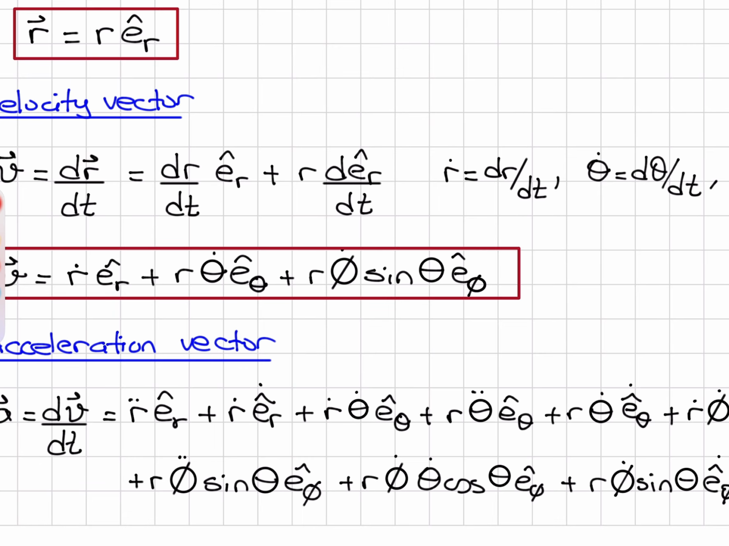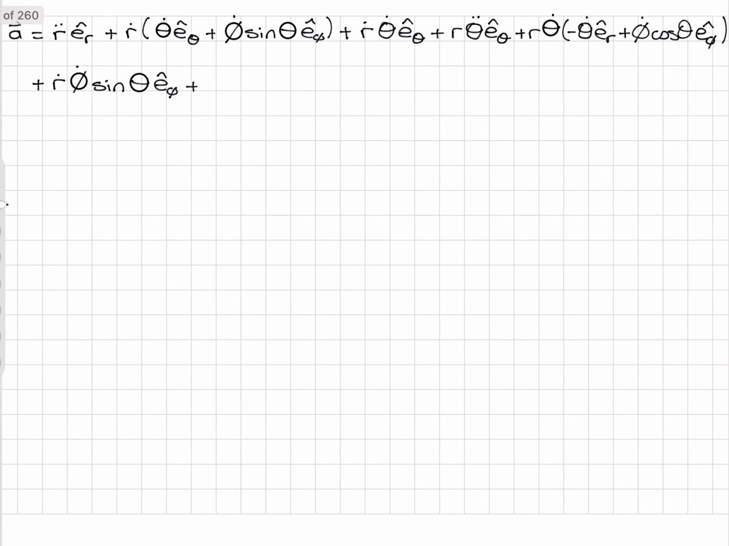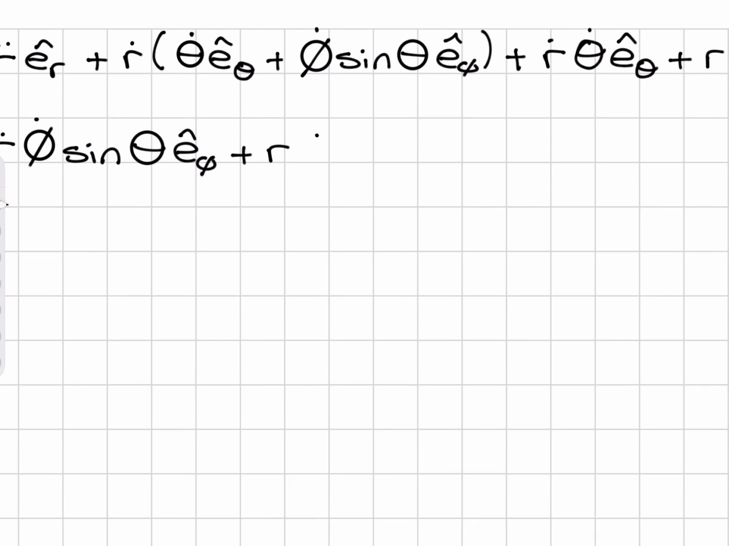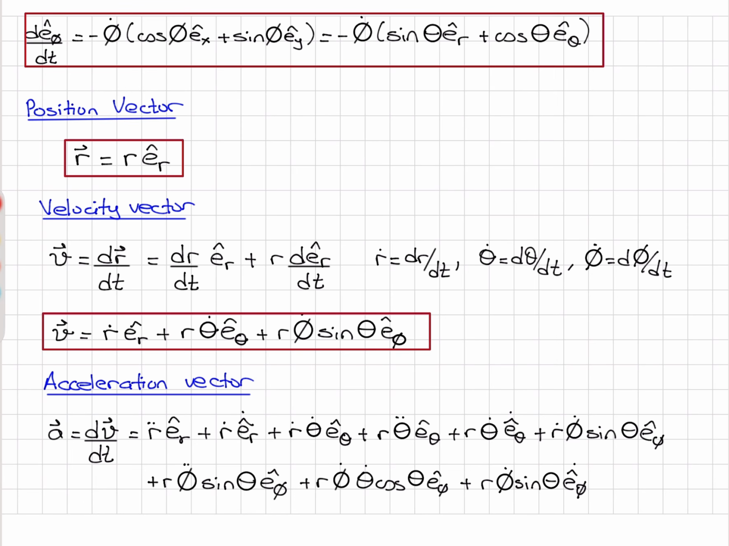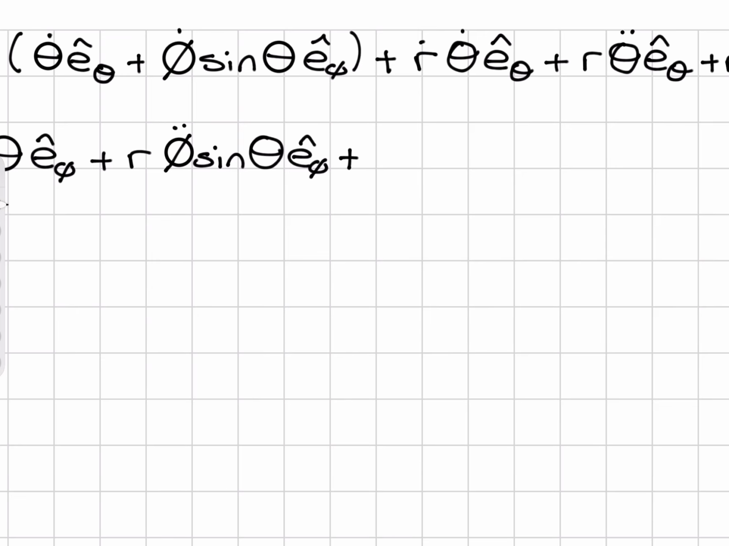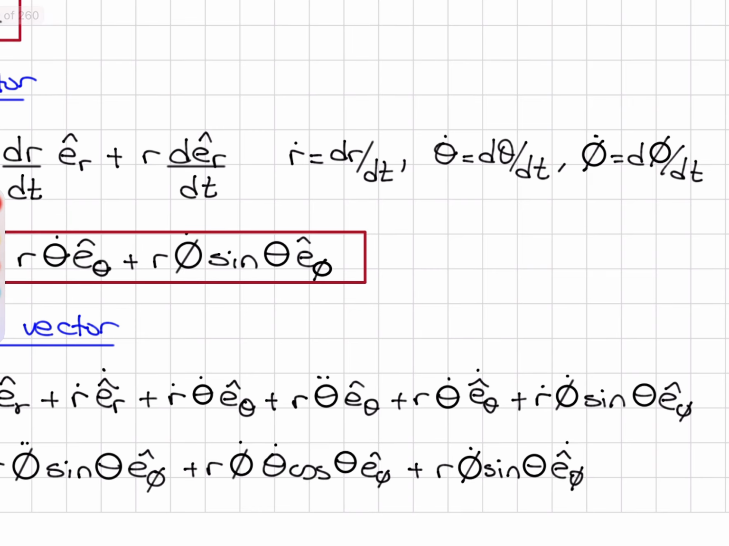And then I have r phi double dot sine theta e phi hat, this term. Then I have this term, r phi dot theta dot cosine theta e phi hat. And then I have the last term, r phi dot sine theta.